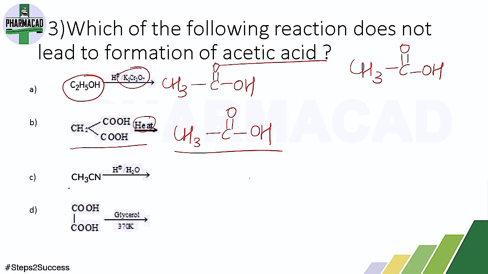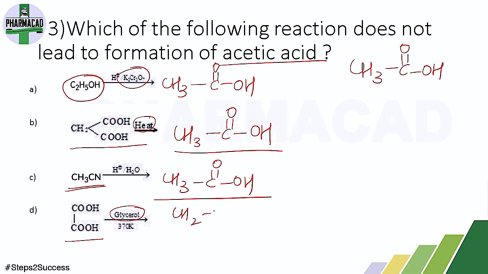When we hydrolyze the methyl cyanide, as we saw in the previous reaction, it gets converted into acid, that is CH3 C double bond O OH, which is nothing but the acetic acid. This is oxalic acid and they are reacting with glycerol. Glycerol is what? CH2OH, CH2OH, CH2OH.